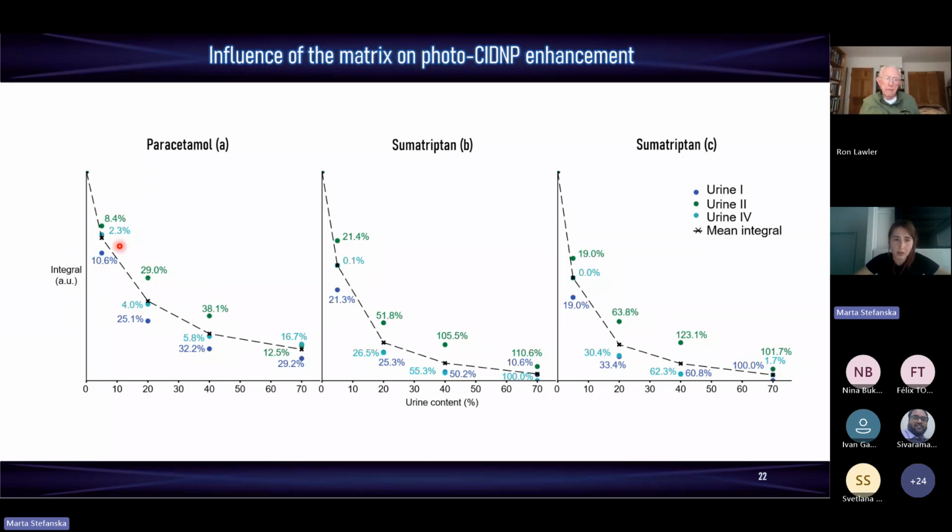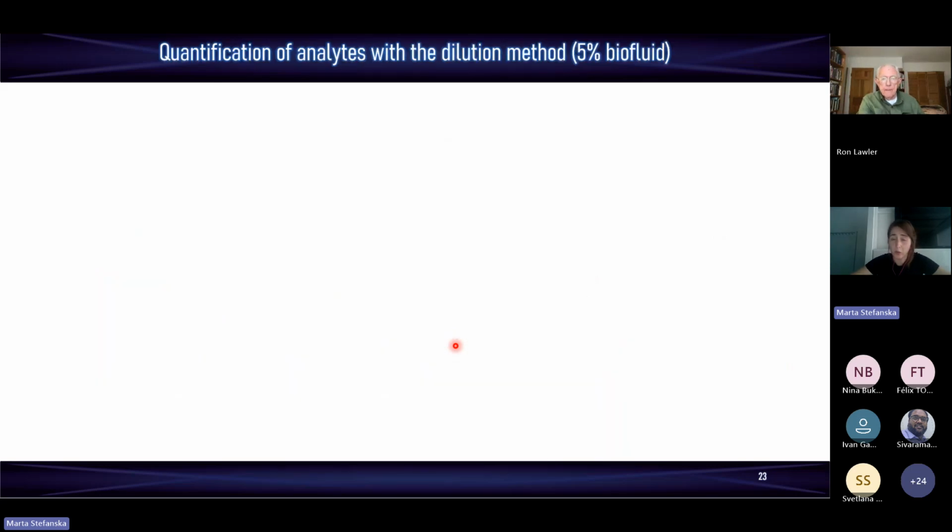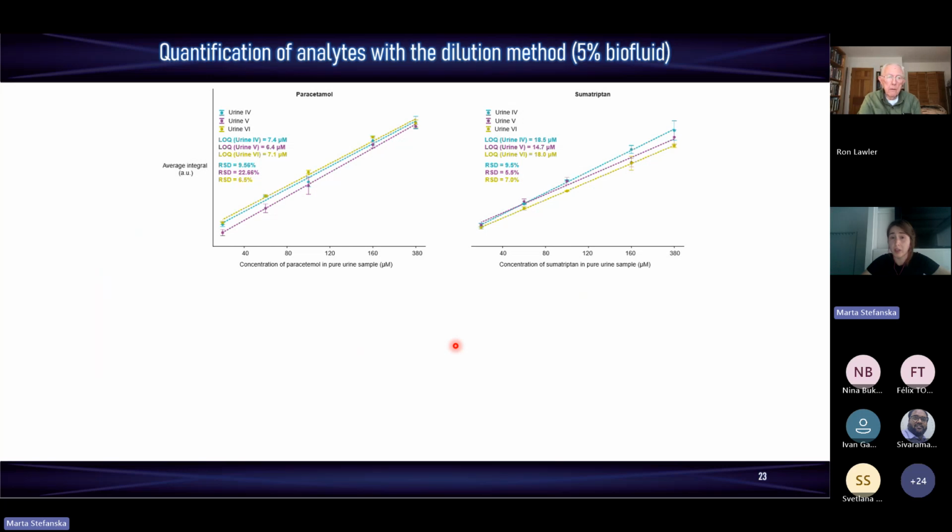So at 5% of biofluid, in this case urine, we have a relatively small standard deviation from the mean for these 3 different urines and 3 different resonances. However, when we increase the biofluid content, the standard deviation from the mean increases. Therefore, at 5% of biofluid in our sample, we can rely on universal calibration.